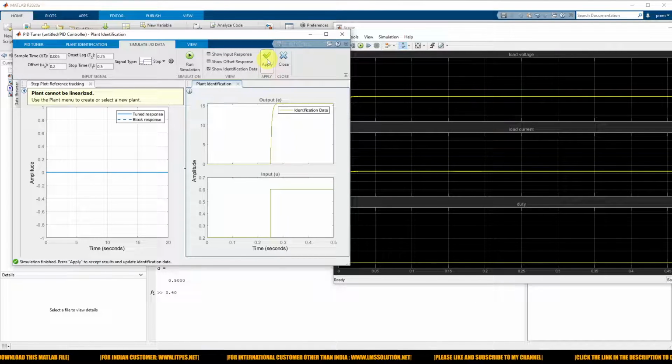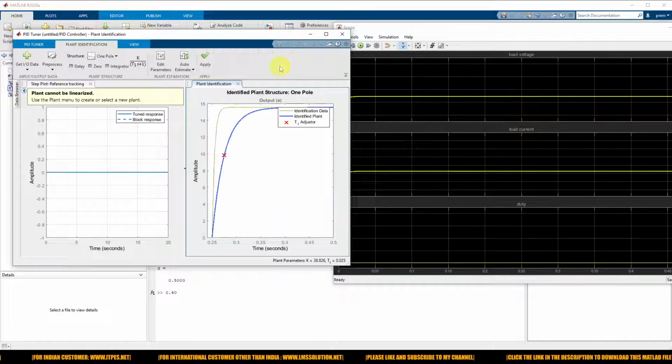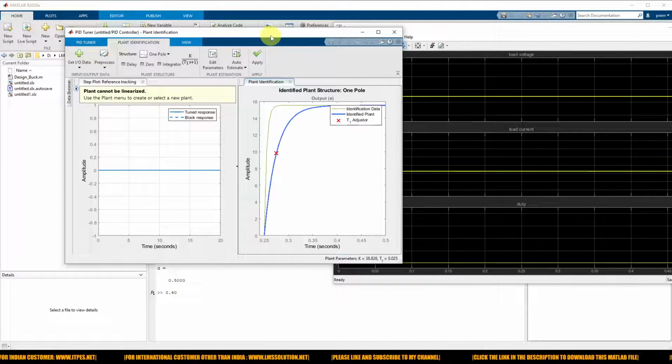So next I'm going to apply. The data is identified, so we need to tune that. That means we need to find the transfer function for our system, that means our plant or our model, based upon this identification data. So we need to identify the plant.